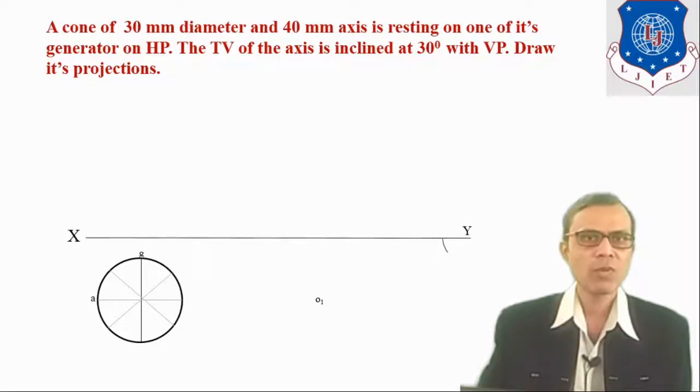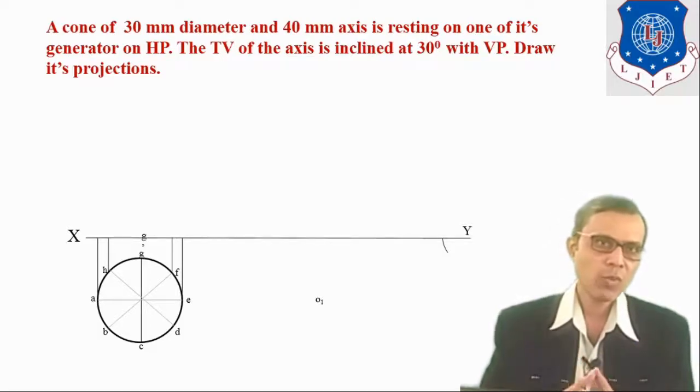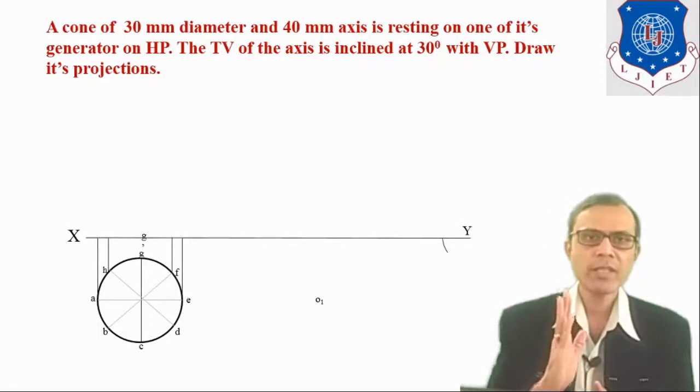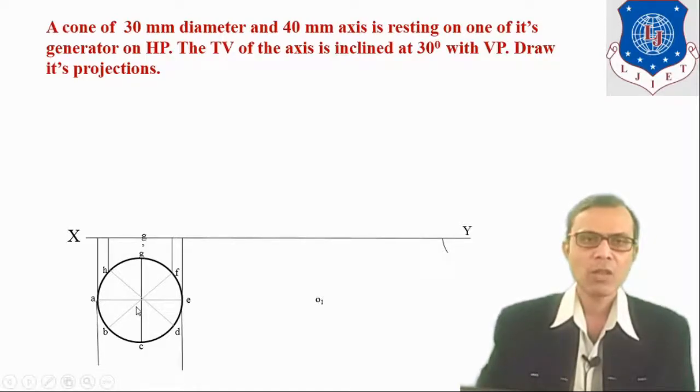Write down the notations for each and every division, starting from A, B, C, D, E, F, G, H. So these are the division numbers. So it is a true shape of the base. Now project each and every point of the base periphery, because from this true shape we are going to project its front view. And now axis is given as 40 mm. Axis always passes through the center point of the base. So take projection from the center point and also write down the dimension, that is diameter 30 mm.